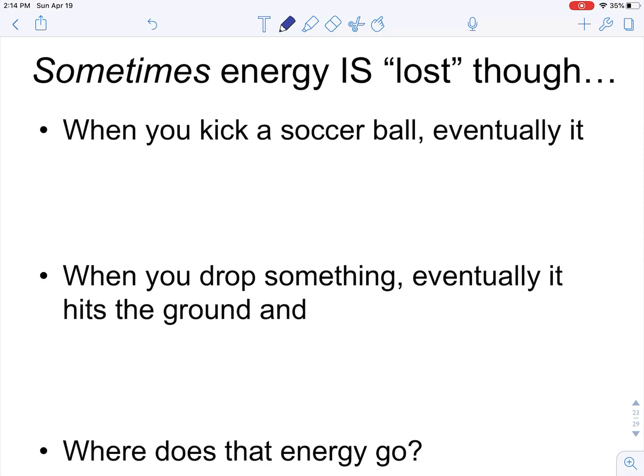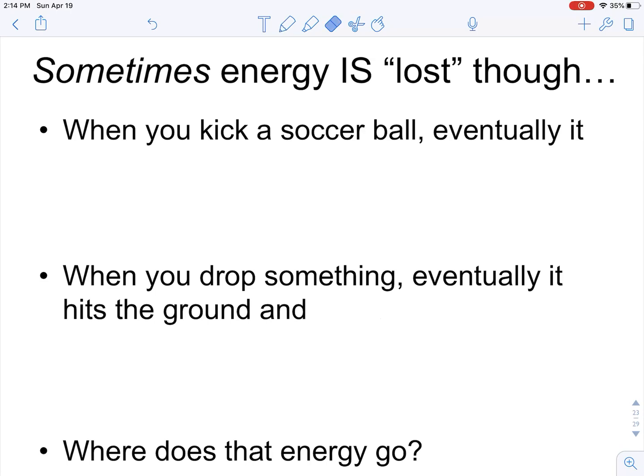So the law of conservation taught us that, or basically means that, energy isn't lost. It just transforms from one version of energy to another. But you know this to kind of not be true. You've seen certain examples where energy is lost.